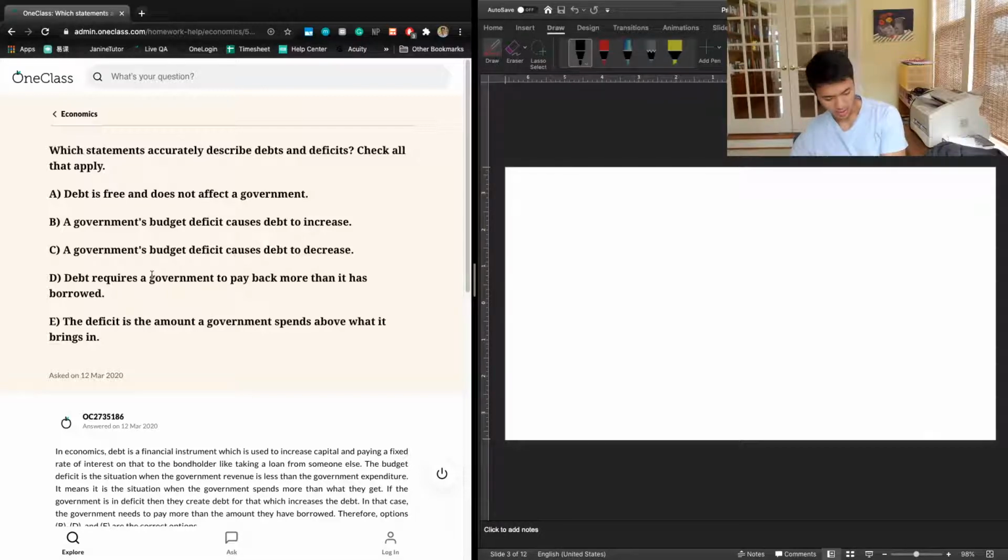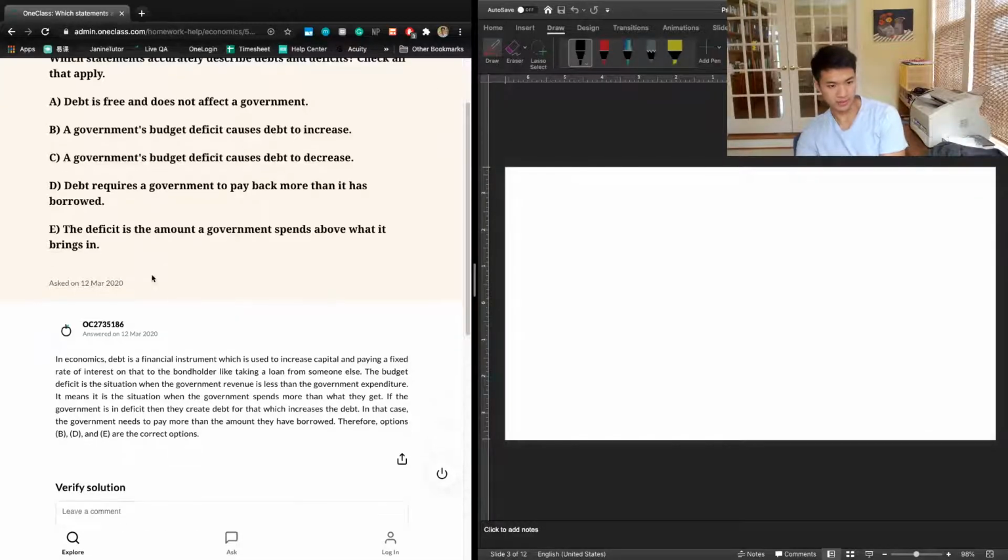And so let's take a look at the previous tutor's answer. In economics, debt is a financial instrument which is used to increase capital and paying a fixed rate of interest on that to the bondholder, like taking a loan from someone else. The budget deficit is a situation where government revenue is less than government expenditure. It means it is a situation where the government spends more than what they get. The government is in deficit, then they create debt for that which increases the debt. In that case, the government needs to pay more than the amount they have borrowed. Therefore, B, D, and E are correct, and that matches up with what we said. Great.